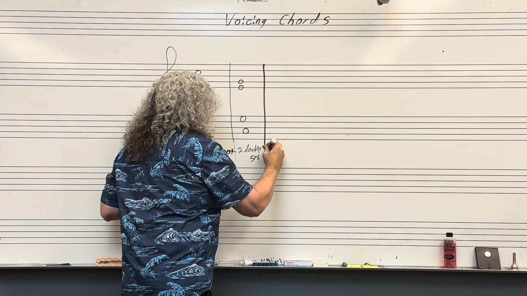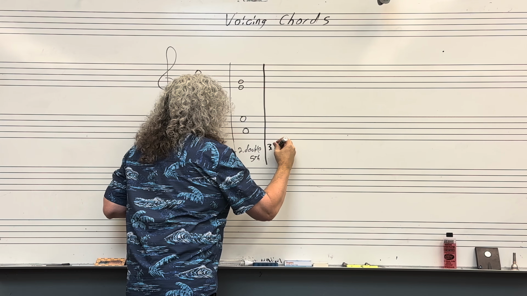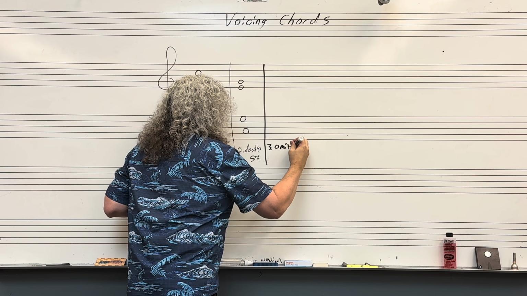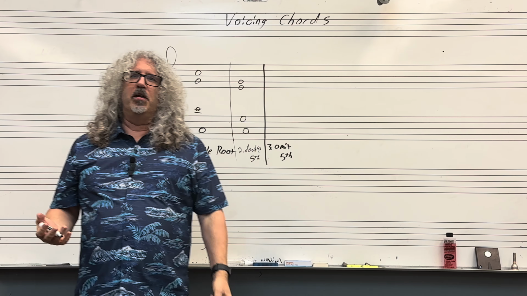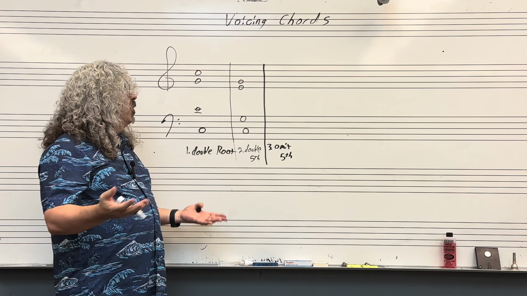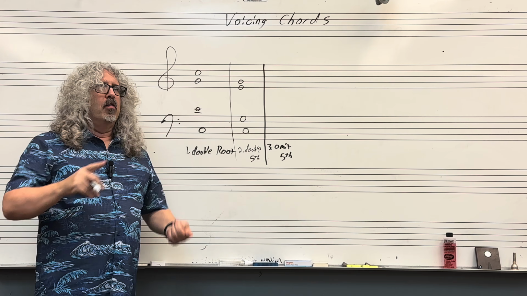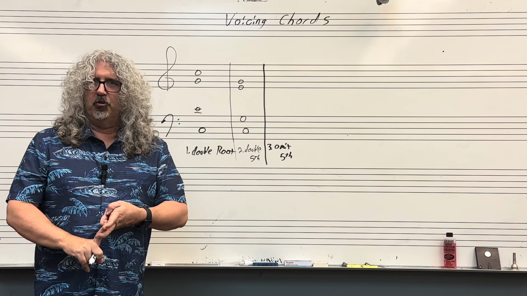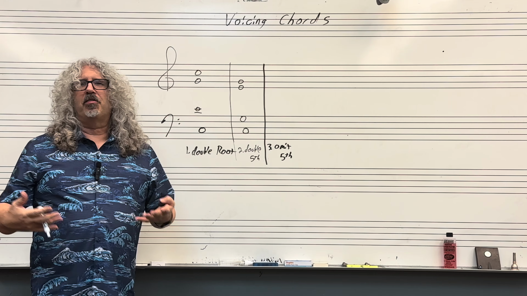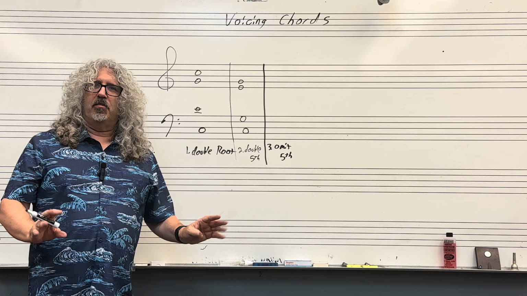The other thing that you could do, the third option, is you can omit the 5th. Now, don't omit the 5th if you're doing a diminished chord, because that 5th tells you what kind of chord it's going to be. The root, you need that because it names the chord. The third, you need to make it major or minor. The 5th really isn't as important, again, unless it's diminished.